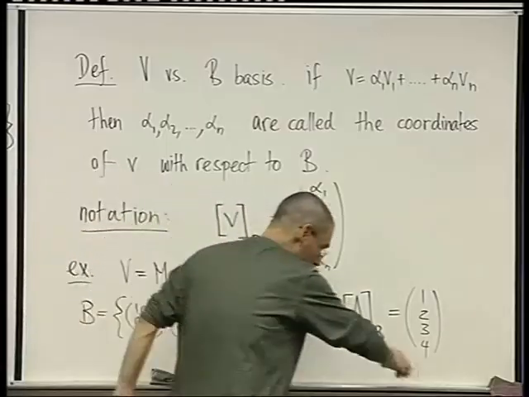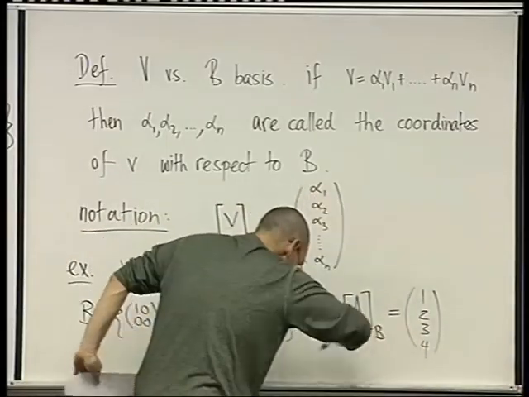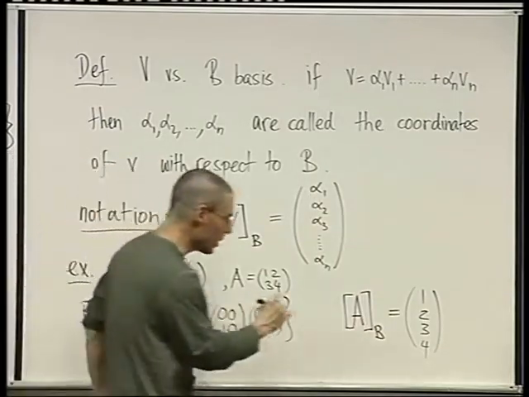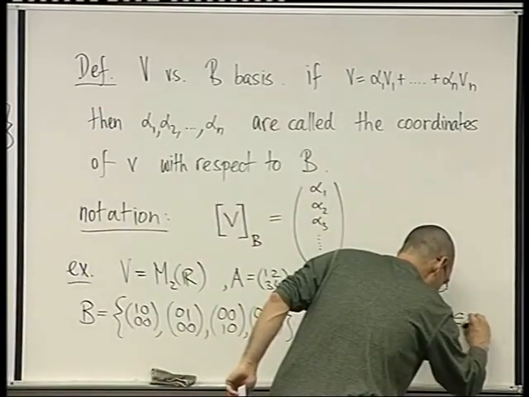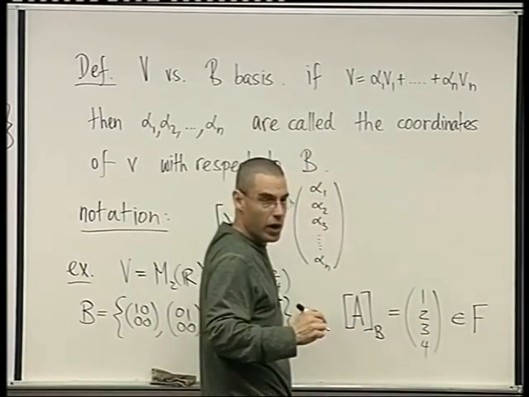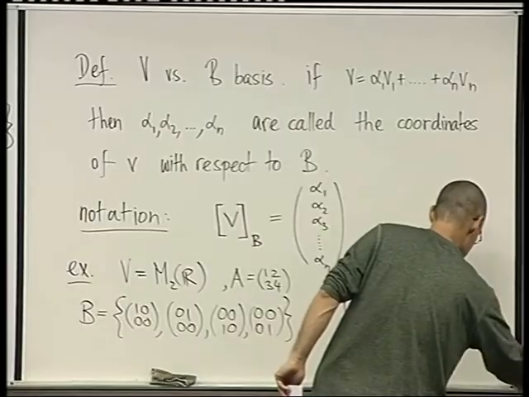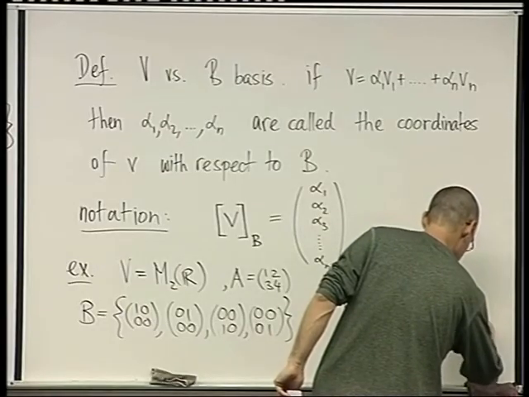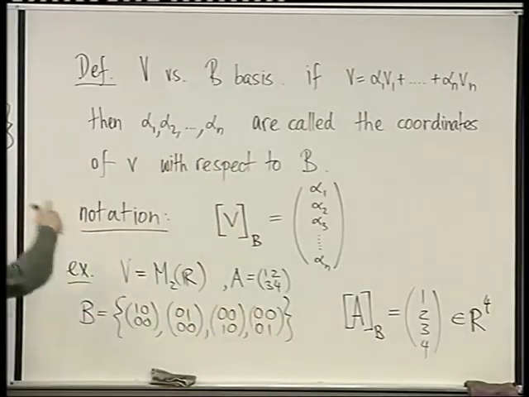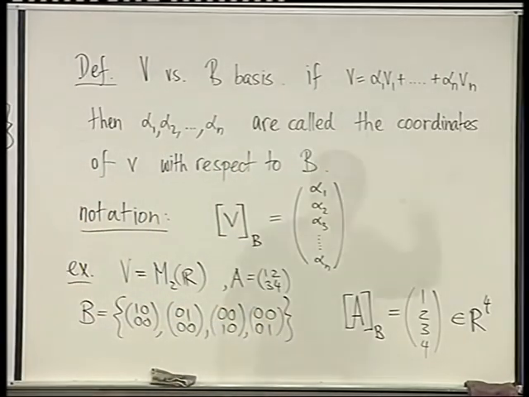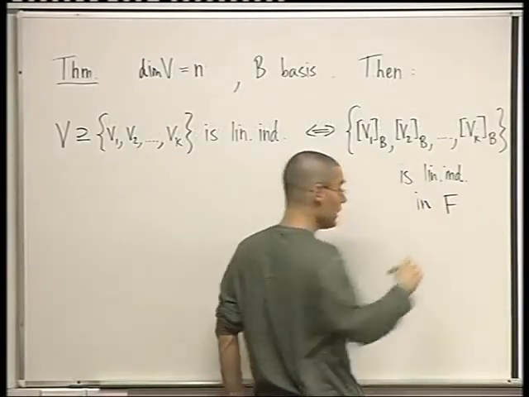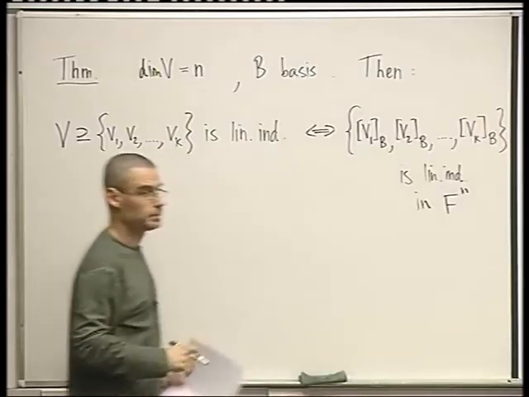So the coordinate vector, disregarding where A itself came from, what the original V was, is always going to live in F, whatever the field is. In this case, the field was R, so in R4. And in general, this thing is linearly independent in F to the n. Do you agree?